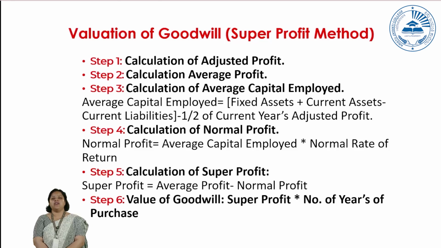Step 4, after calculating the average capital employed, we should calculate the normal profit. How to calculate normal profit? The formula is average capital employed into normal rate of return.